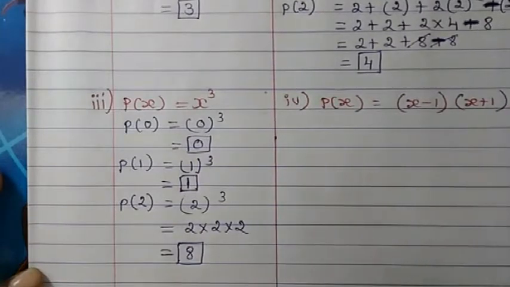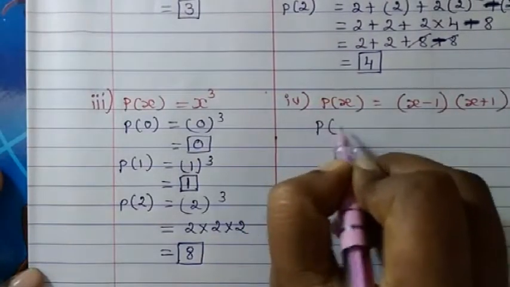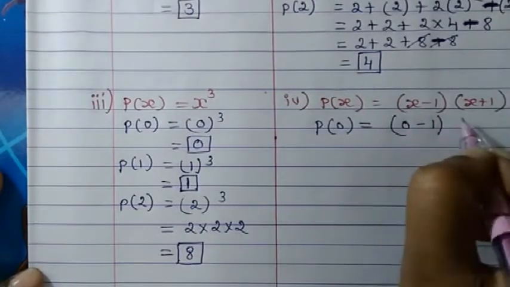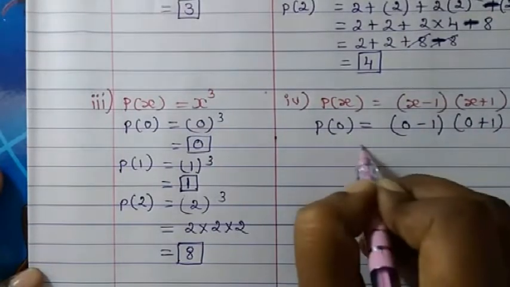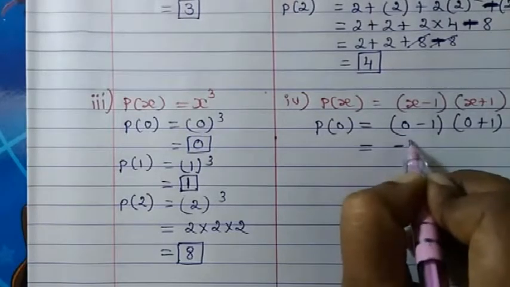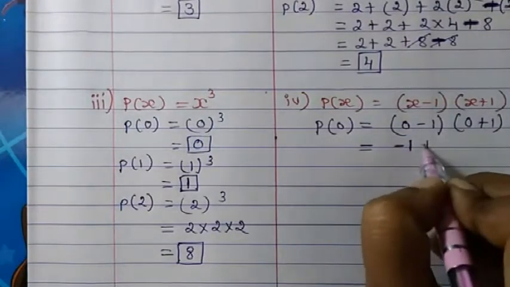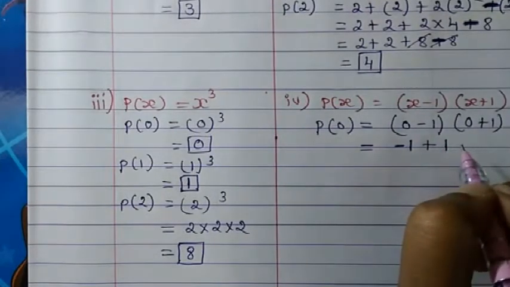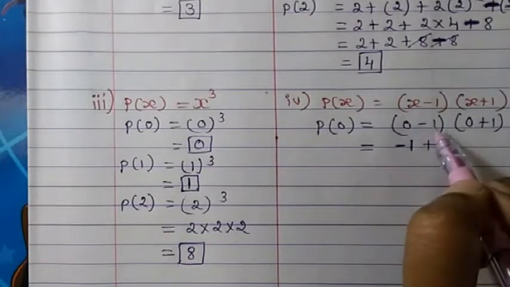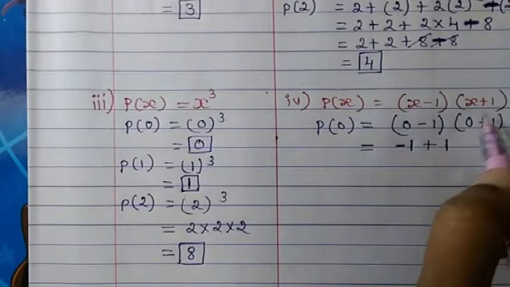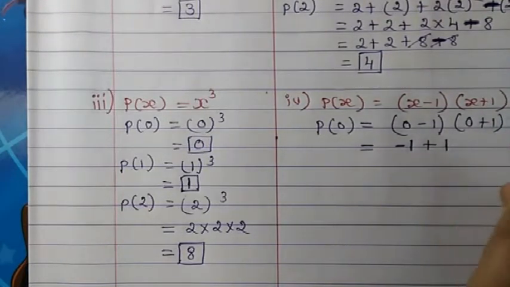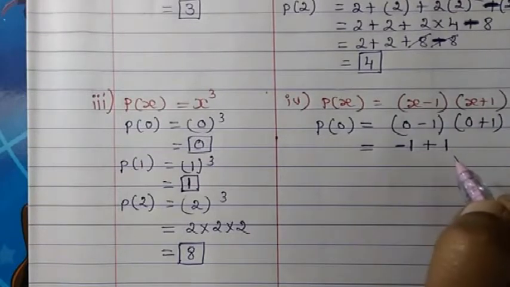So 8 is the answer for this third question. Now let's see the fourth one. Here also we have to first find out for P of 0. Wherever x is there we will put 0, minus 1, 0, plus 1. Now 0 minus 1 we will get minus 1 and 0 plus 1 will be 1. So minus 1 and plus 1.